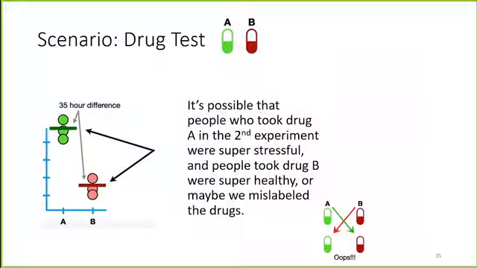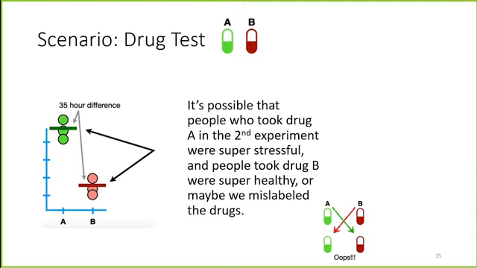How can it be? It can be because maybe they didn't control the experiment. Maybe in the second experiment, people who took drug B were super healthy, eat healthy food, and exercise every day. Or maybe the person who took drug A in the second experiment is very stressed, right? So it takes more time to recover. Or even worse, maybe we just mislabeled the drugs. Drug A became drug B, drug B became drug A, something like this, right?